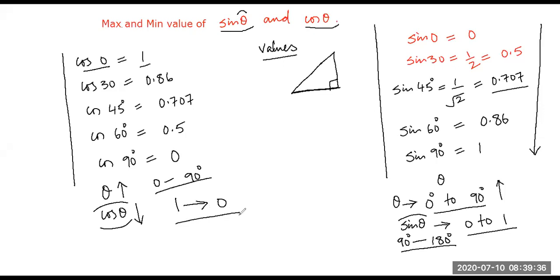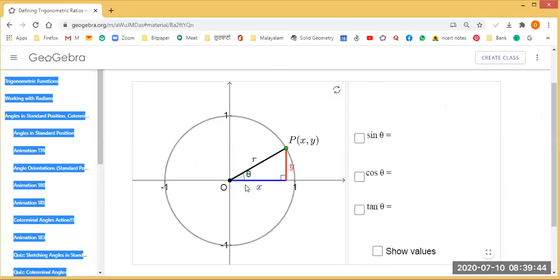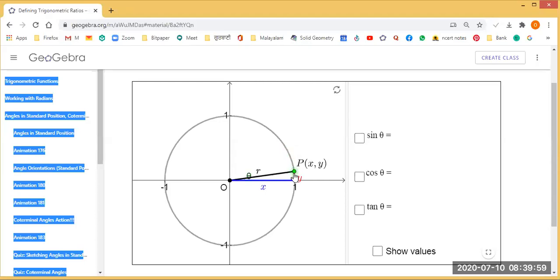For that, students, let's take the help of GeoGebra software, my favorite software to understand with illustration. Here we go. Students, you see, in front of you now we have this circle. Here we have a right angle triangle. Now I can increase theta. This is theta is 0. Here theta is increasing from 0 to 90 degree.